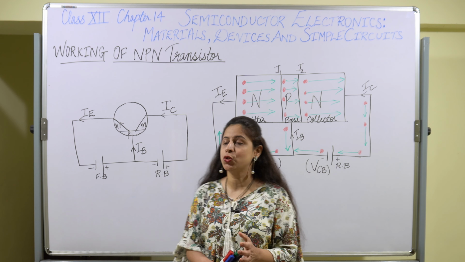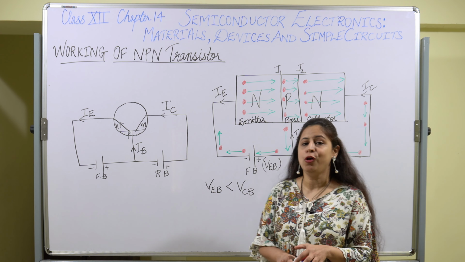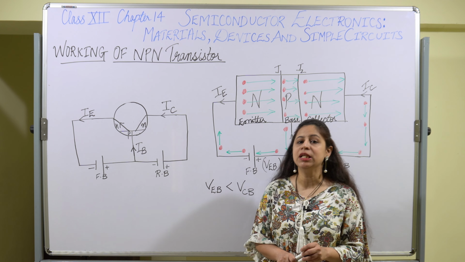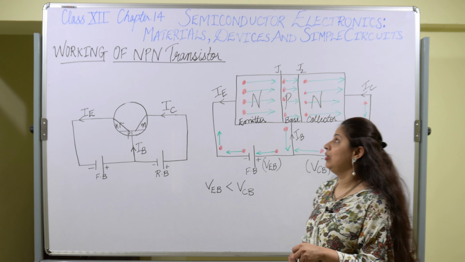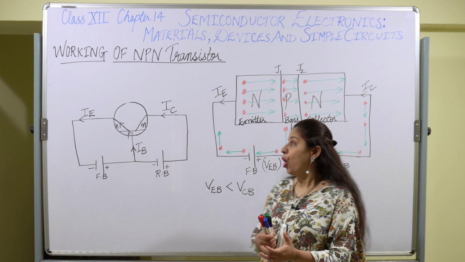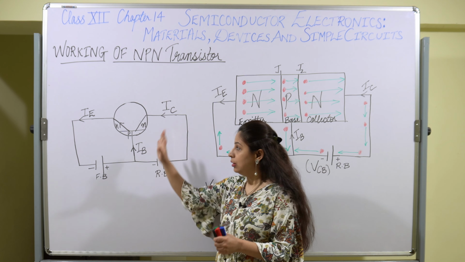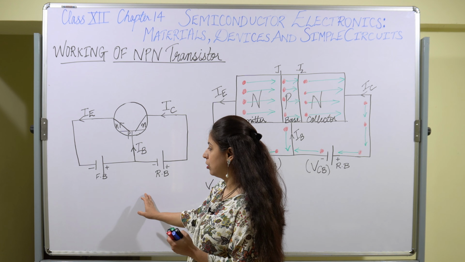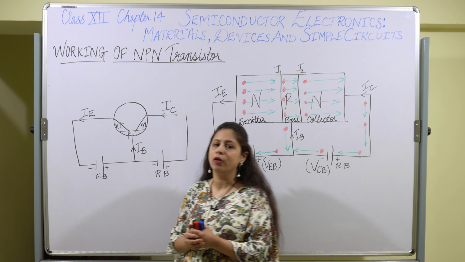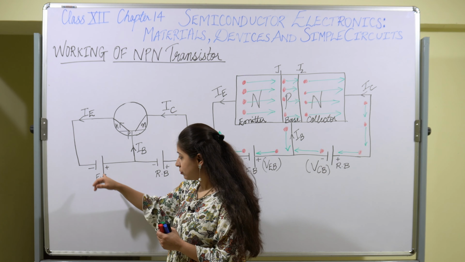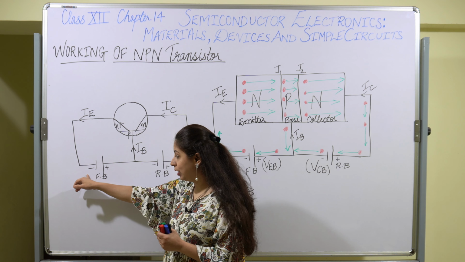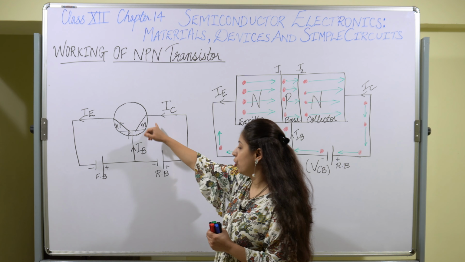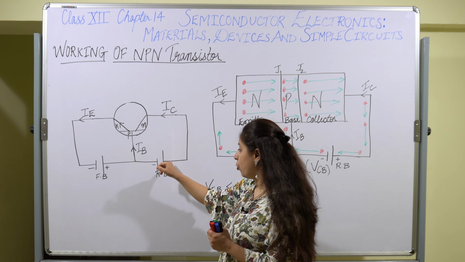So let us move ahead to the working of the NPN transistor of class 12 chapter 14, semiconductor electronics: materials, devices and circuits. Okay, so here I have drawn the NPN type of semiconductor. In the NPN type of semiconductor, we already know that the N-type semiconductor is connected to the negative terminal, and here also the N-type semiconductor is connected to the positive terminal.